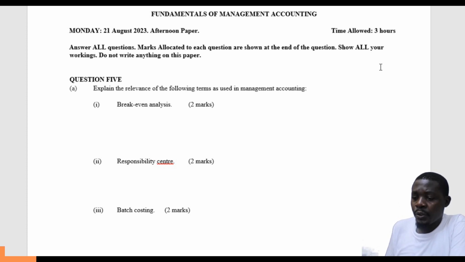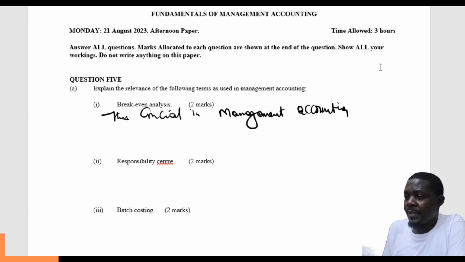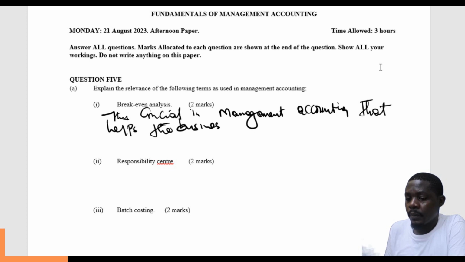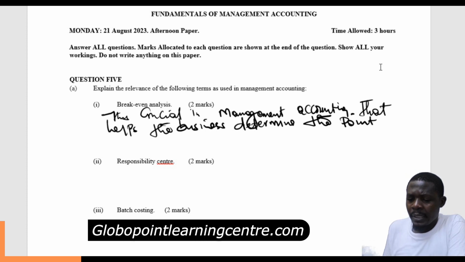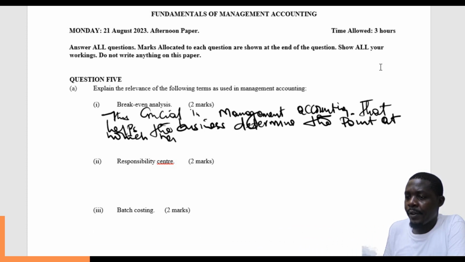We can say that break-even analysis is crucial in management accounting, that helps the business determine the point at which revenue equals the total cost.